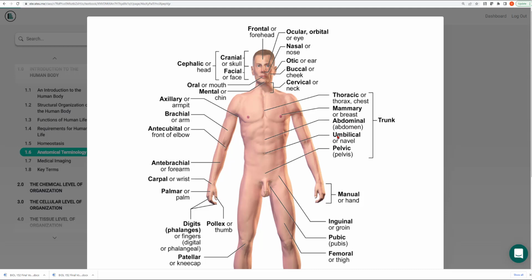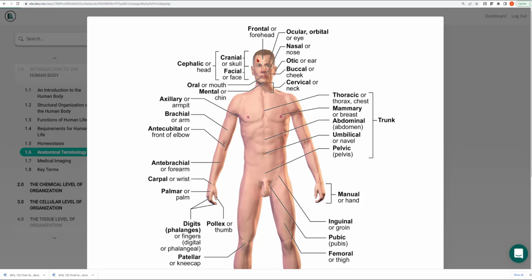If I said to you, point to your frontal region, however, you may not know that the frontal region is your forehead. Some of these terms are familiar, some are not going to be familiar. You need to learn all of them. So in the lab, you'll be working through some worksheets and activities, and you definitely want to focus on the ones that you're not familiar with.